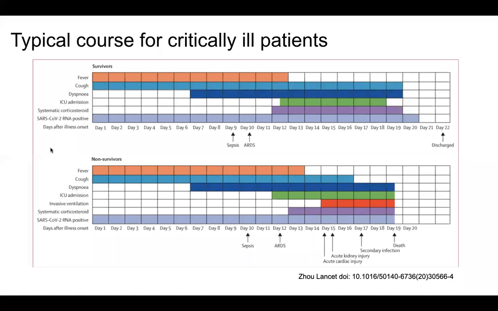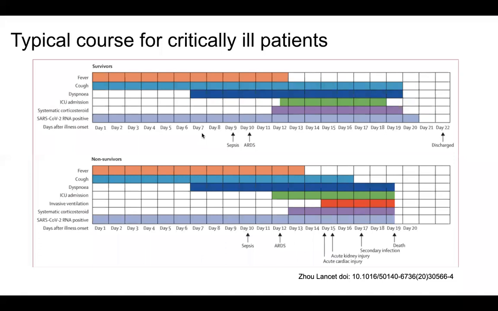As you can see from the course, these patients eventually develop severe disease around day 7, somewhere between day 7 and 11. So again, in those first 6 days, it's fever and cough and those more mild symptoms. Then they develop dyspnea, which is kind of signaled by the dark blue line, eventually requiring ICU admission.